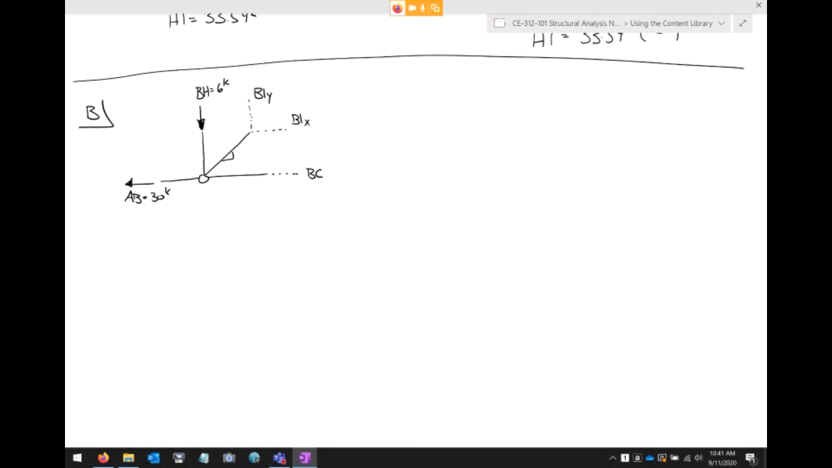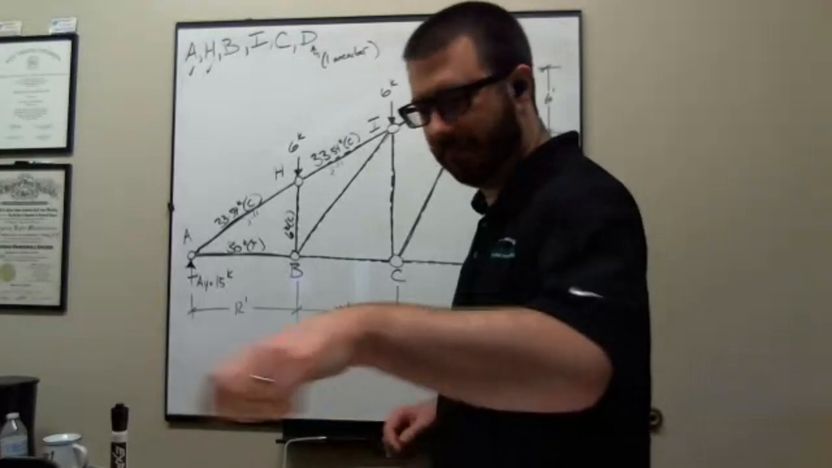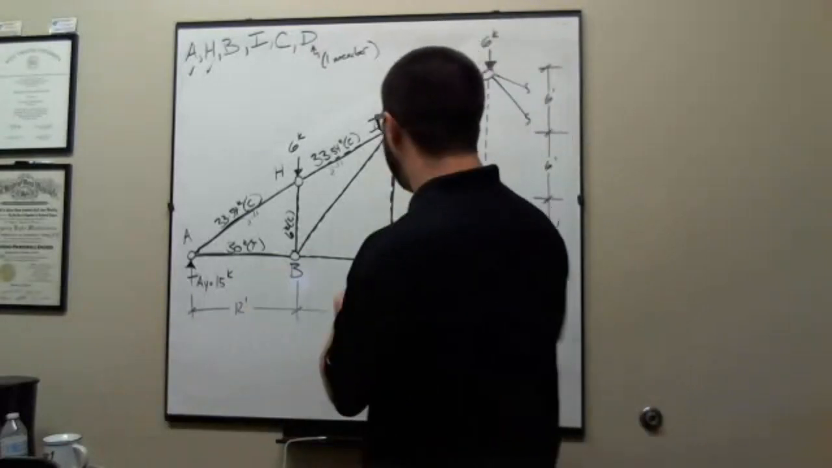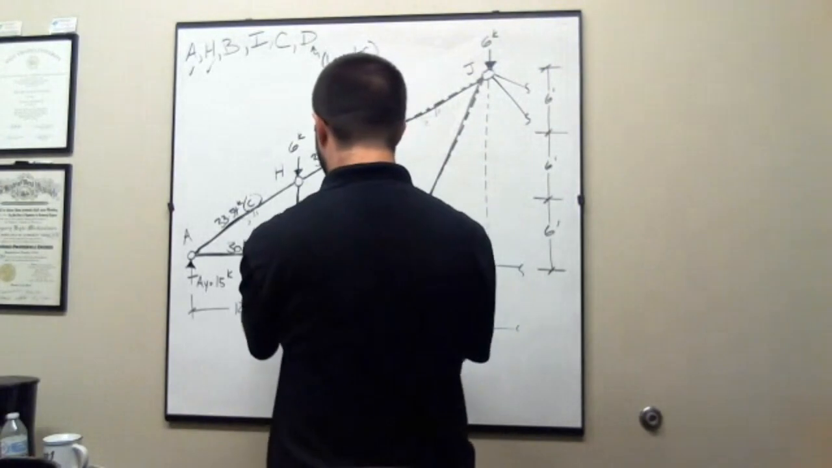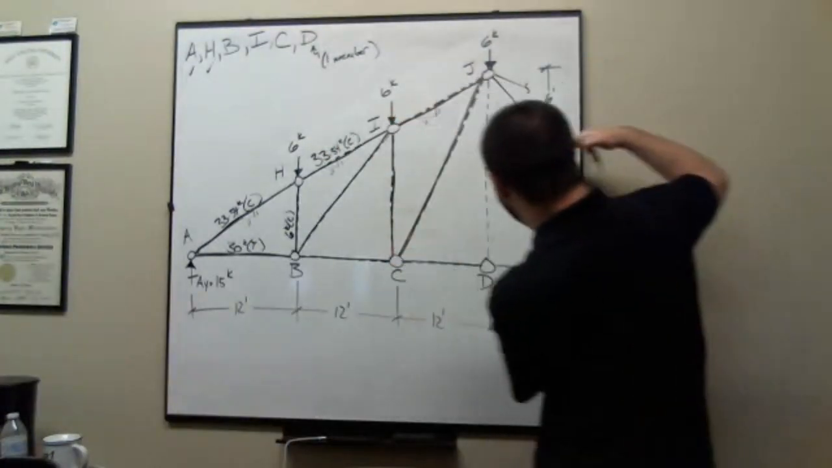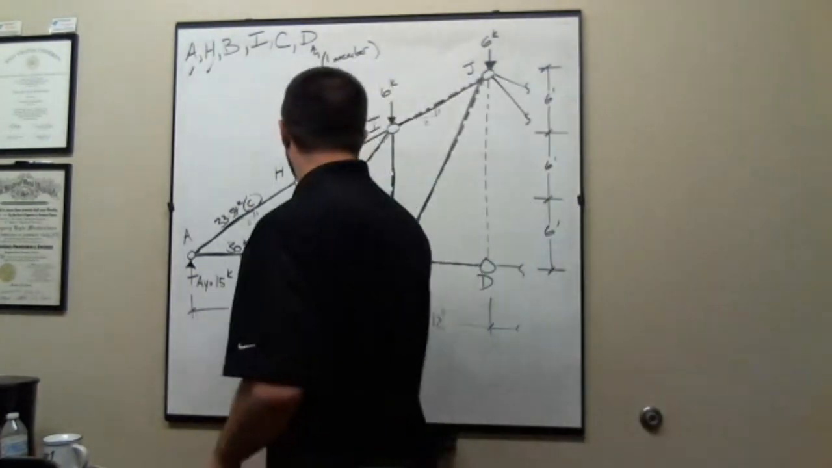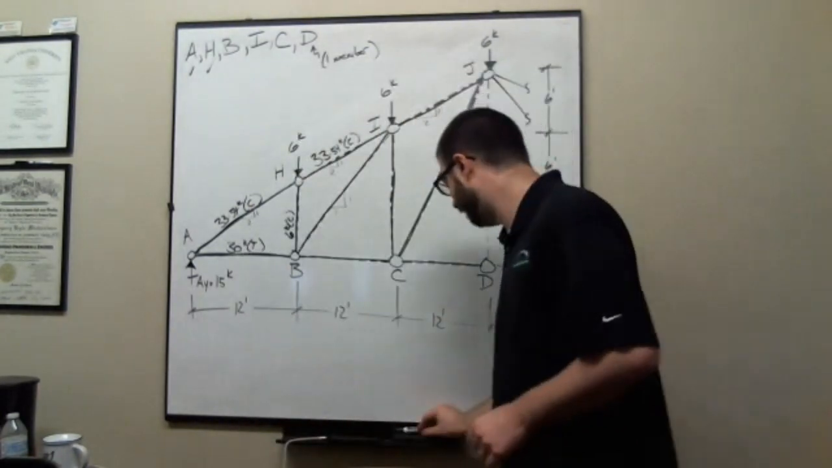All right, watch me here on the screen. Here we've got member BI. We're asking, what's this slope ratio? Well, this dimension here from B to I is 12 feet, and that dimension is 12 feet. 1-to-1. That's a 1-to-1 slope ratio.